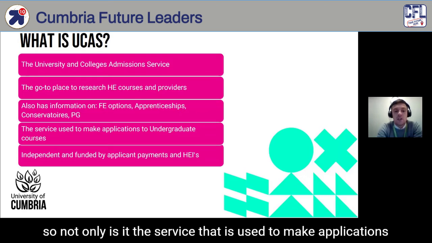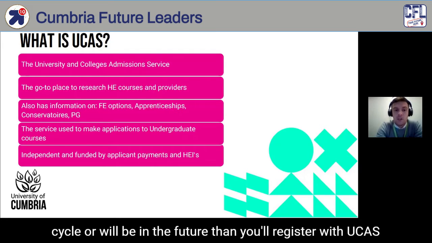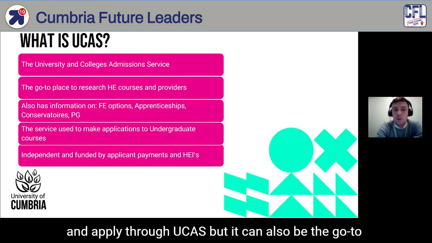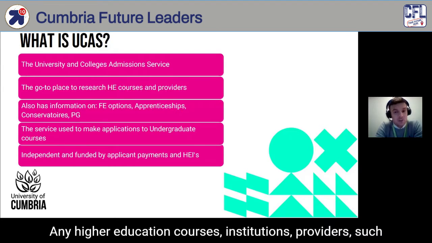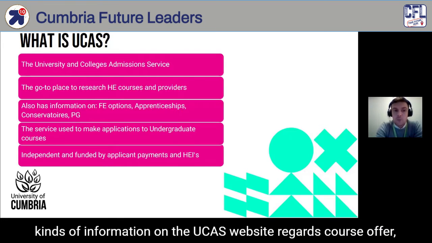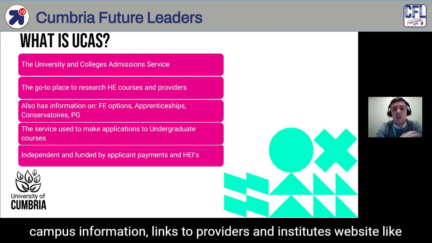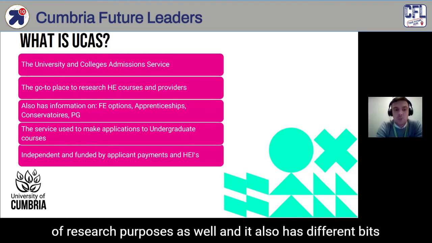So not only is it the service that's used to make applications to undergraduate courses, so if you're in that undergraduate application cycle or will be in the future, then you'll register with UCAS and apply through UCAS. But it can also be the go-to place for research around any higher education courses, institutions, providers such as ourselves at the University of Cumbria. You'll find all kinds of information on the UCAS website regarding course offer, campus information, links to providers and institutes' websites like ourselves. So you can use the UCAS website for all kinds of research purposes as well.